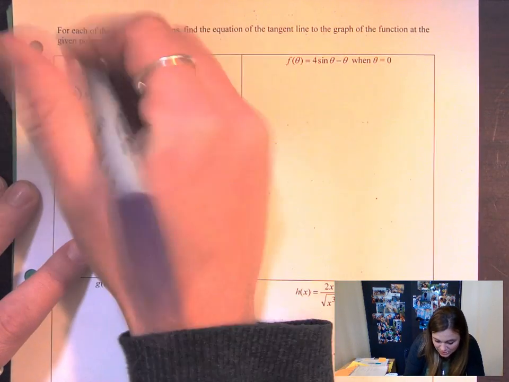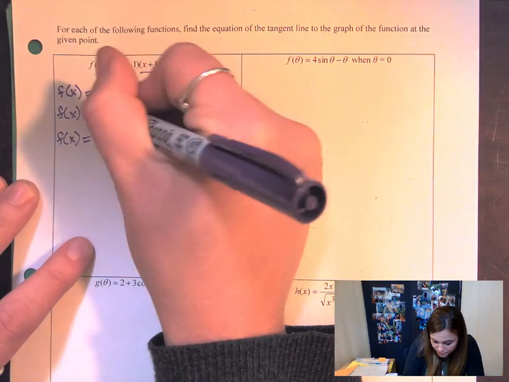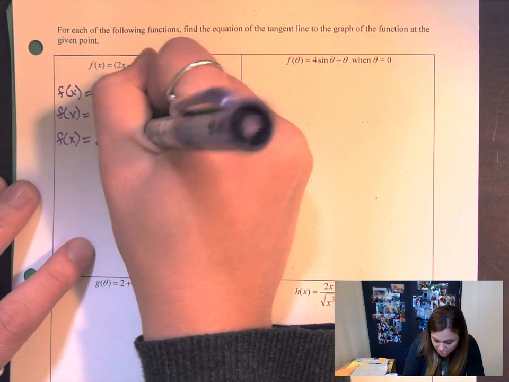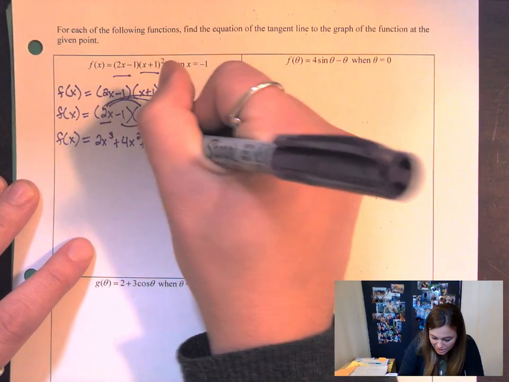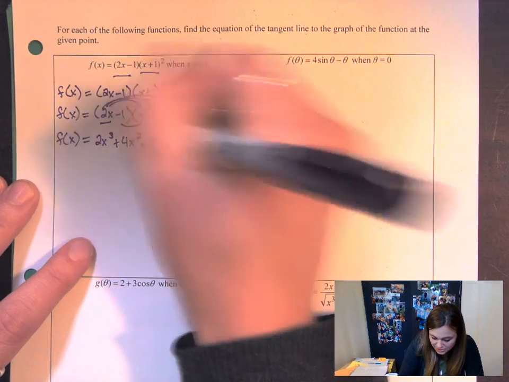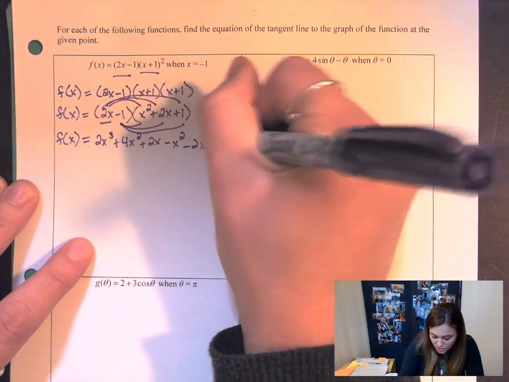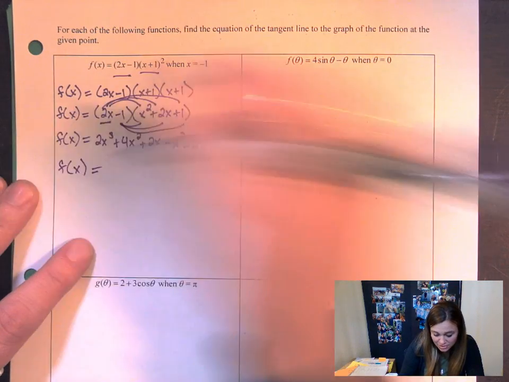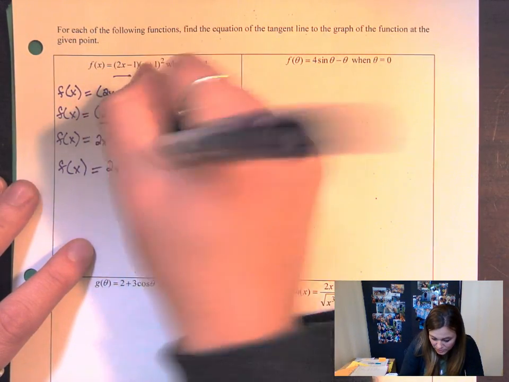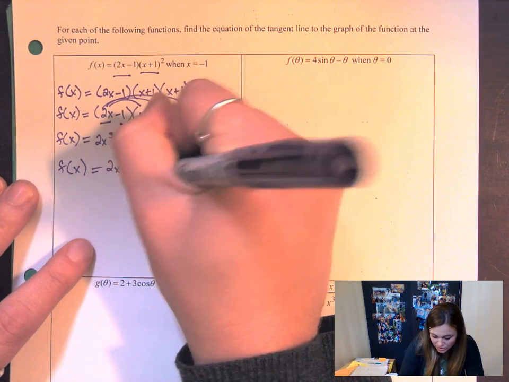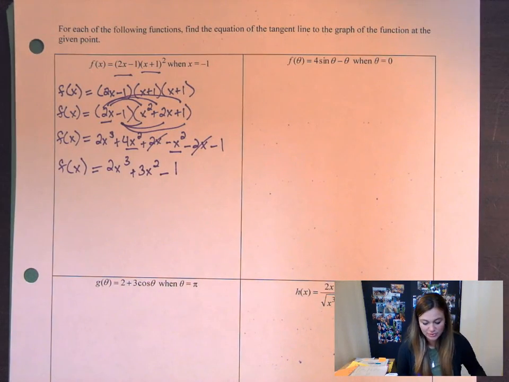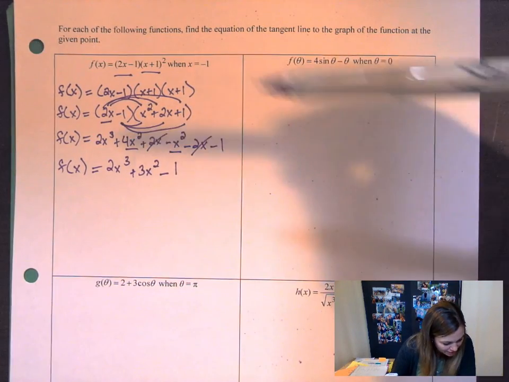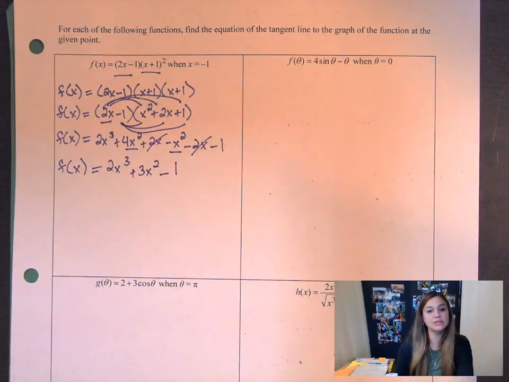If I take 2x times x squared, I get 2x to the third plus 4x squared plus 2x, distributing this negative 1, negative x squared, negative 2x, negative 1, simplifying, 2x cubed plus 3x squared. The 2x terms cancel out, and I would just be left with negative 1. I'm going to check it with old me and make sure I got the same thing. Hey, me in the past got the same answer, so I hope you did too.